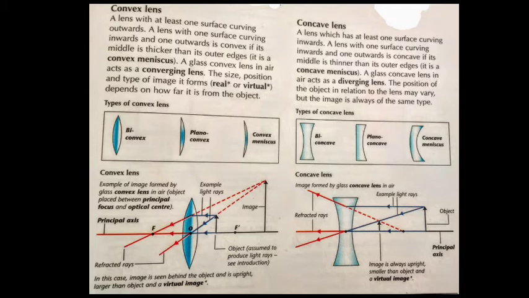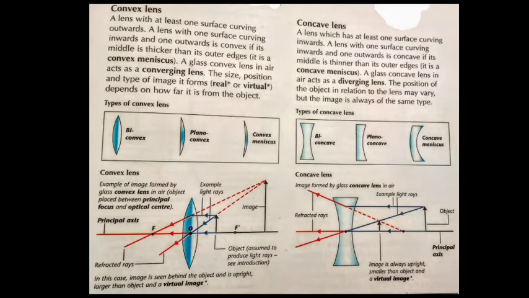So, there are a few types of concave lens: biconcave, plano-concave and concave meniscus. One example is given of the concave lens. When the object is kept on the other side of the convex lens, we get the virtual image. So, in this way we can know about the convex and concave lens.